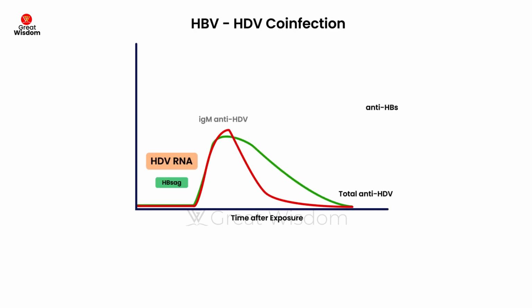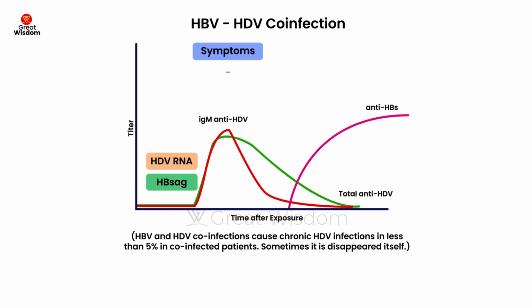Hepatitis B and D coinfection. Hepatitis D, also known as Delta virus, is a liver infection caused by the hepatitis D virus, HDV. Hepatitis D only occurs in people who are also infected with the hepatitis B virus.